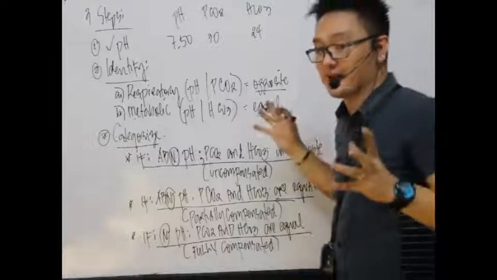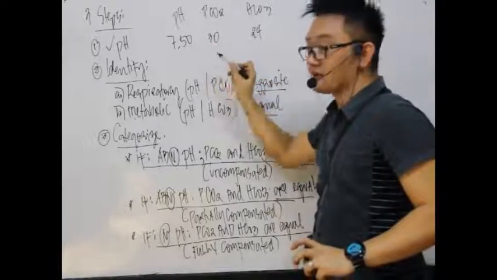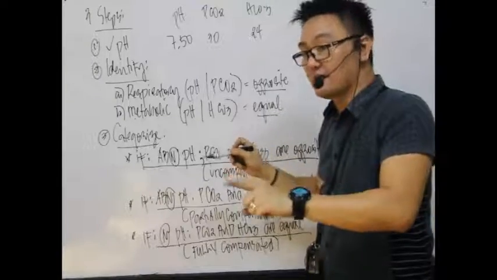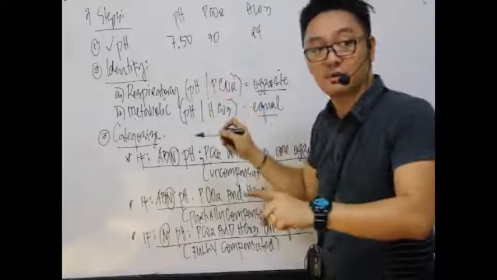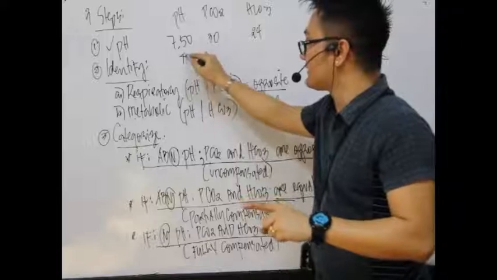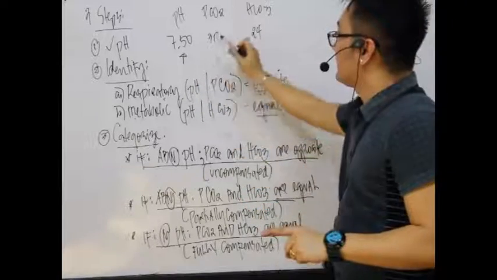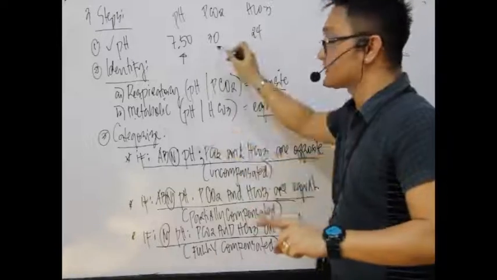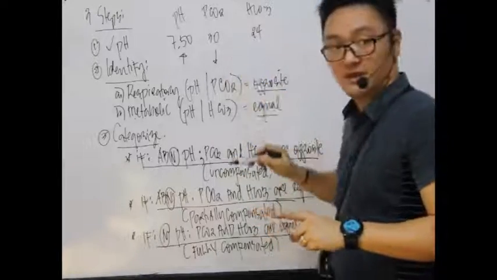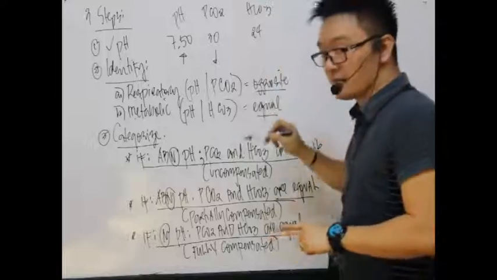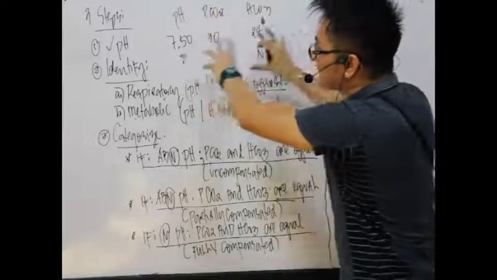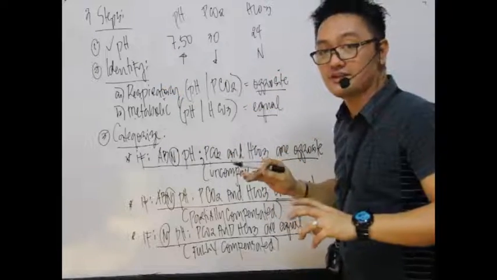Now, let's identify. pH of 7.50, the normal is 7.35 to 7.45. Therefore, this is higher than 7.45, therefore, increased. Right? PCO2 is 30, the normal is 35 to 45. The result is 30. It's low. Bicarbonate is 24, normal is 22 to 26. It's normal. So with this specific data, how will you rate the ABG?